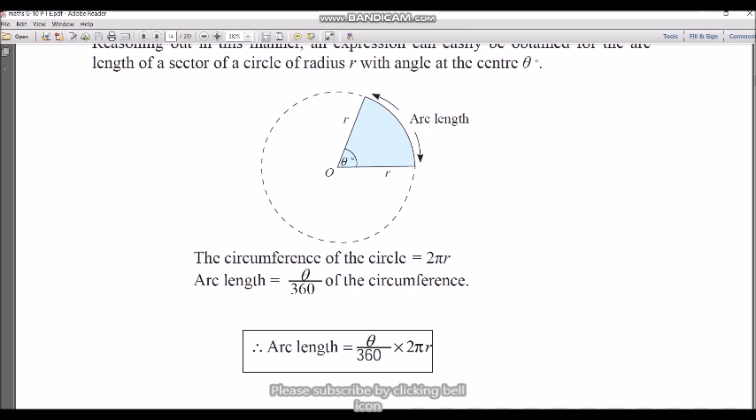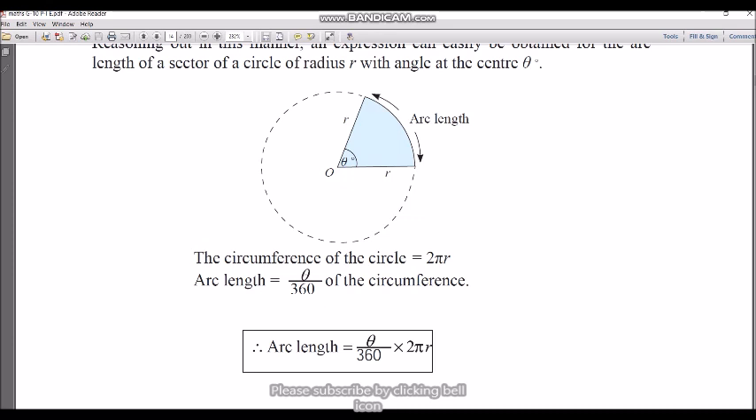I think it's clear for you. For a whole circle, it's 2 pi r, and the angle at the center for a circle is 360. But for a specific arc sector, the angle at the center is theta. So for 360, it is 2 pi r. Then what is the value for theta? Very simple calculation. So we can get the arc length by that.